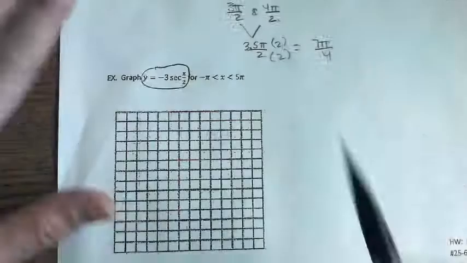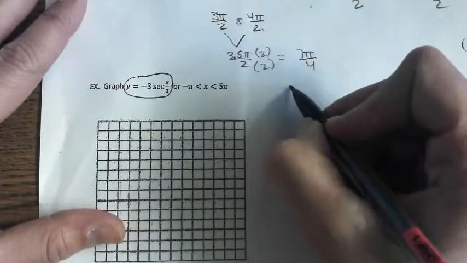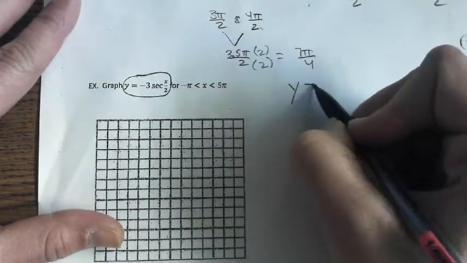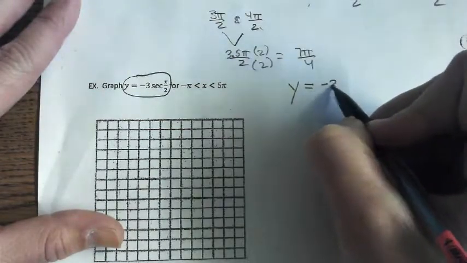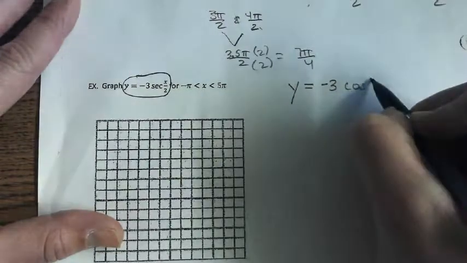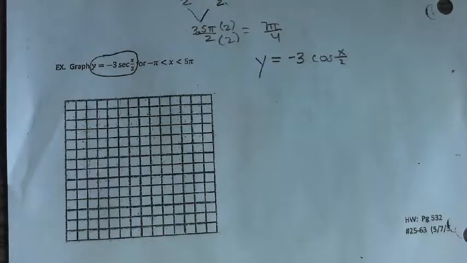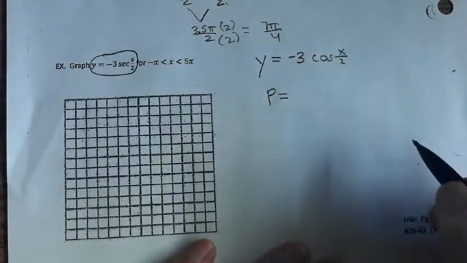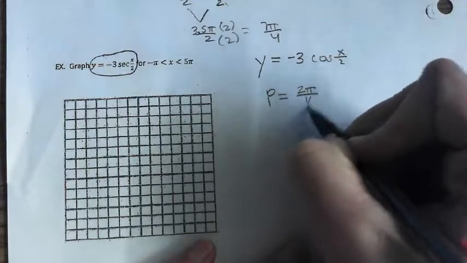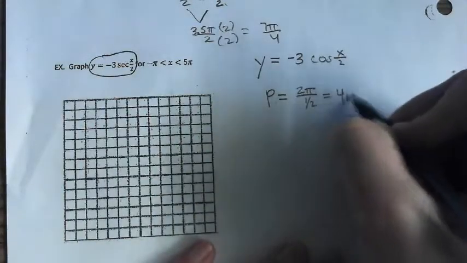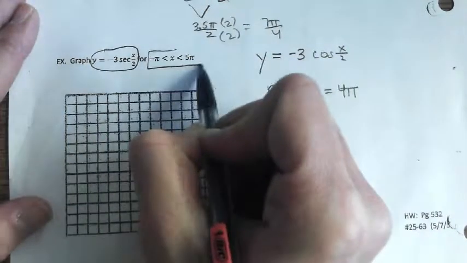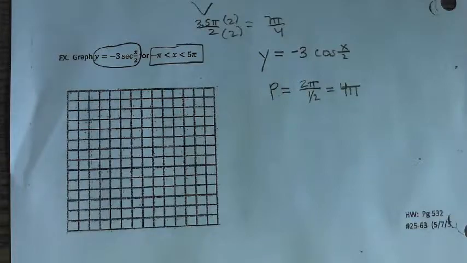And this next one wants us to graph this secant function. So what is the equation we're going to use as a guide? Kyle? Okay, y equals negative 3 cosine x over 2. Yes. Now, let's see. Find your new period. 2 pi over 1/2 is your b value. So it's 4 pi. Okay. So this gives us a specific range from negative pi to 5 pi.